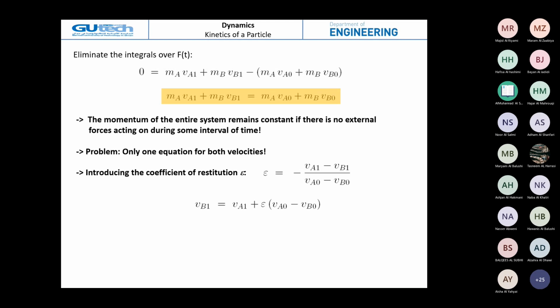Then in this case, we introduce what we call the coefficient of restitution. We denote it by the term epsilon. We define it as the negative ratio between the difference of the two velocities at time t1 and the difference of the two velocities at time t0. It means there is now a second equation between the two velocities. Then we have VB1 equal to VA1 at time t1 plus this coefficient of restitution multiplied by the difference between the two velocities at time t0.